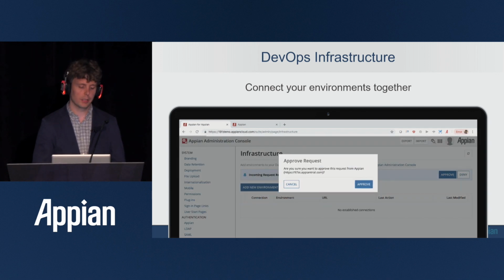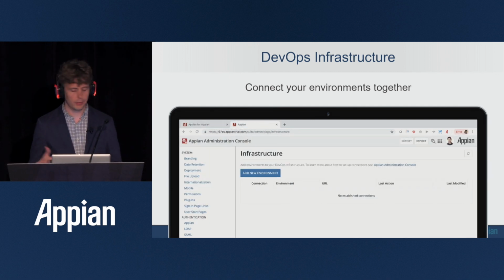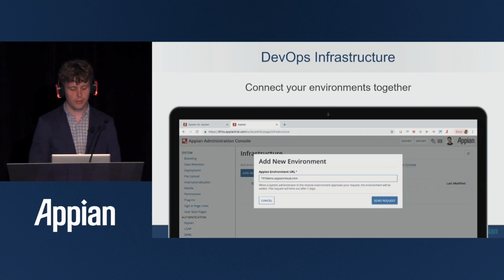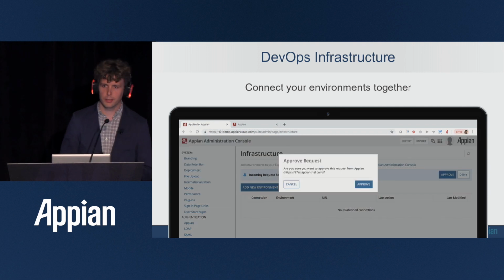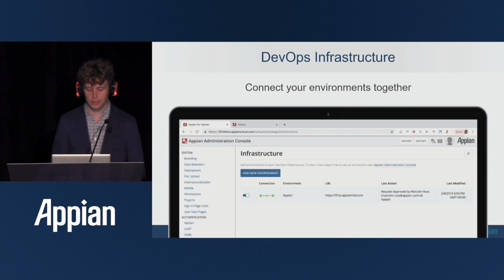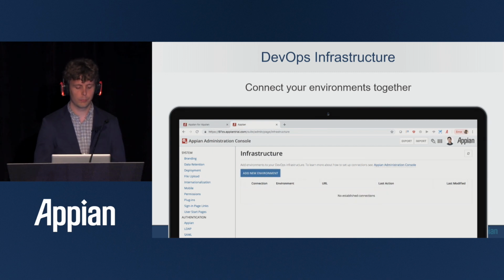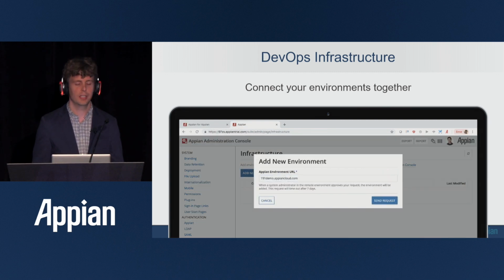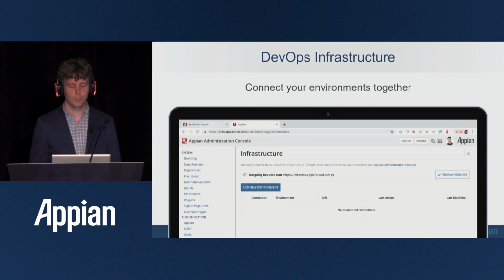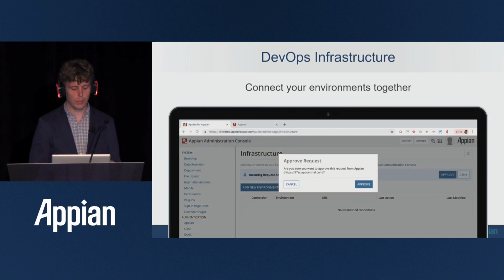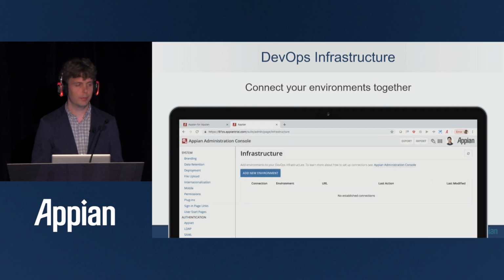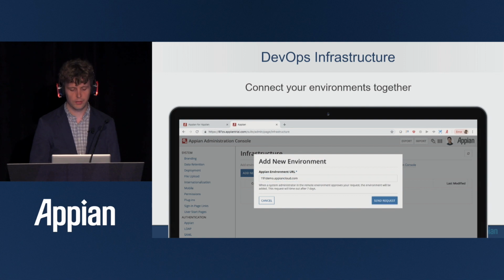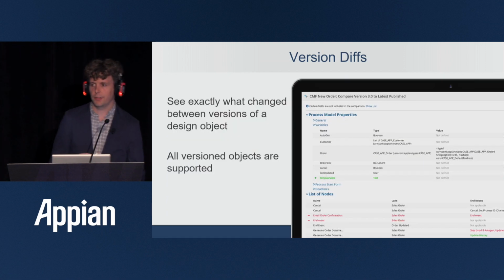So taking your dev, test, prod, QA, all these environments, making them aware of each other, allowing them to exchange information. We make sure not to allow sensitive information to go across that, but we're definitely looking at exchanging design and health metrics to make developers more productive. So I believe this was in 18.4 that we released this with process monitoring, and we've been adding features to it since then. The other thing that we've been adding is differences for different versions of design objects.